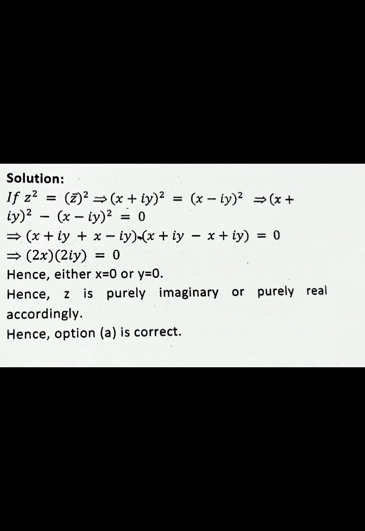That is (x plus iy plus x minus iy) into (x plus iy minus x plus iy) is equal to 0. That is 2x into 2iy is equal to 0. So the answer will be x is equal to 0 or y equal to 0. That is, Z is purely imaginary or purely real. So the answer is option A.